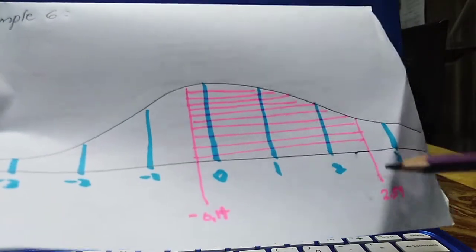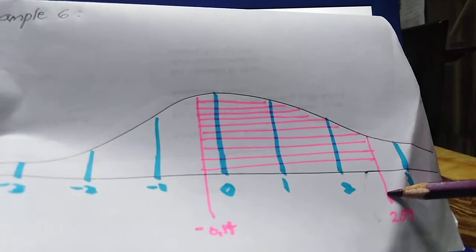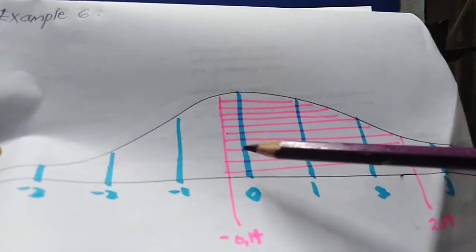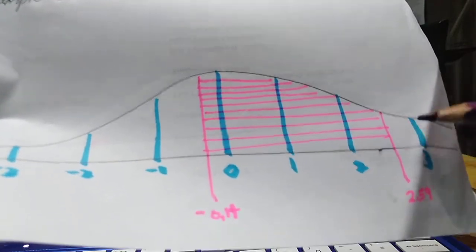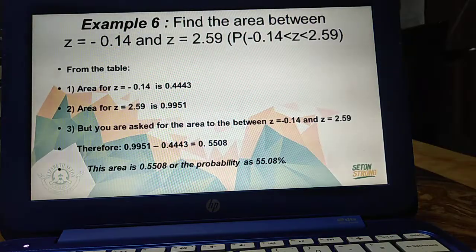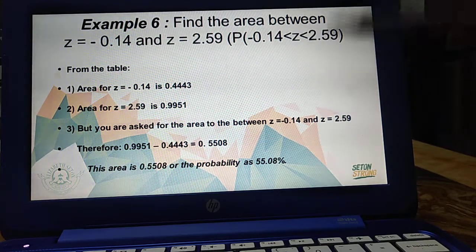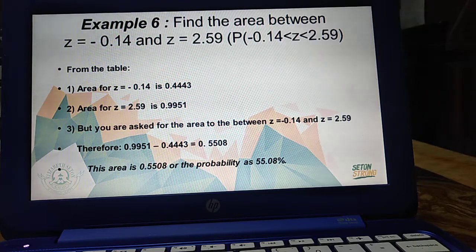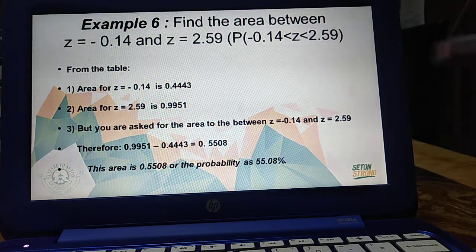So we now subtract the area of negative 0.14 from the area of the z-score 2.59. Therefore, 0.9951 minus 0.4443 is equal to 0.5508. The area is therefore 0.5508, or the probability is equal to 55.08%.